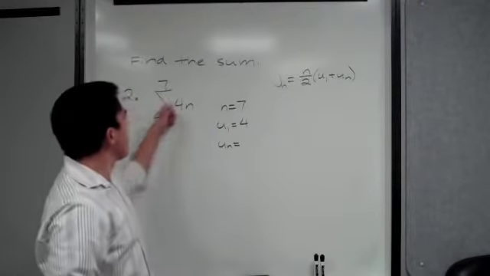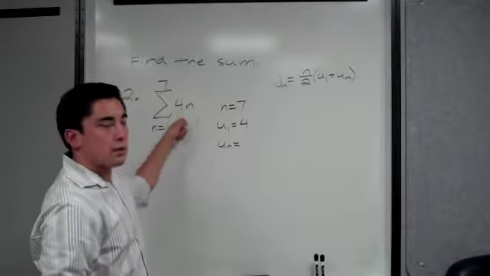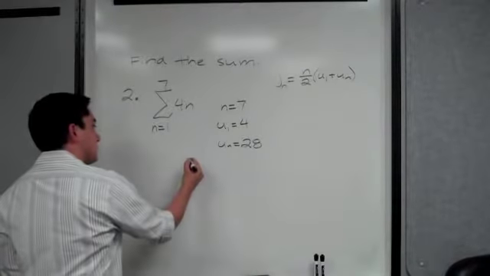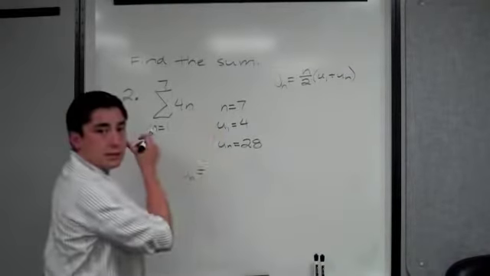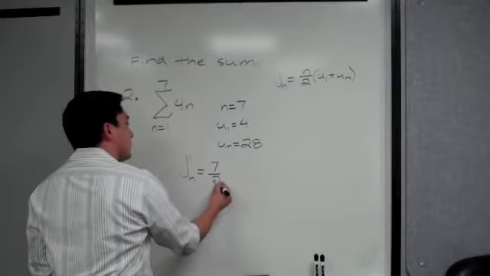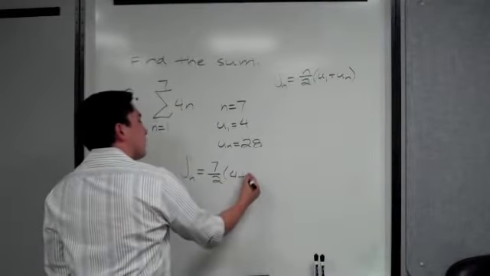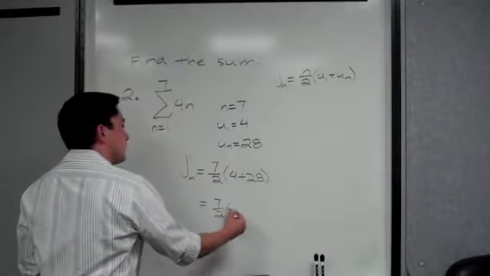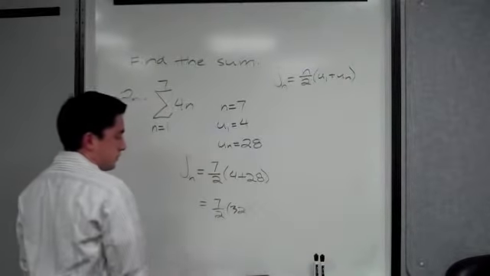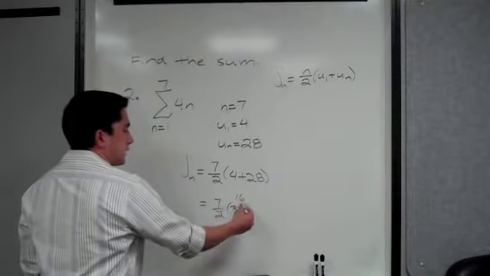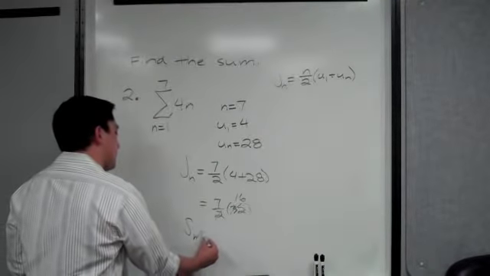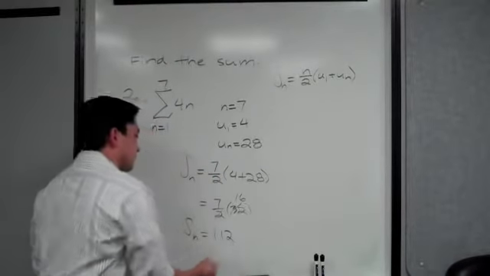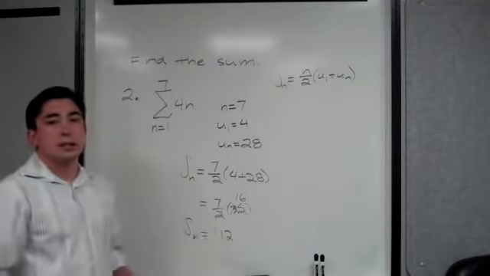And to find your last term, you plug the top in. 7 times 4 is going to give us 28. So from here, to find our sum, we just plug in exactly into that formula. We have 7 over 2 times 4 plus 28. Therefore, you have 7 over 2 times 32, which reduces. This becomes 16. So S sub n is equal to 70 plus 42, 112. That would be our final answer if we're trying to find the sum.